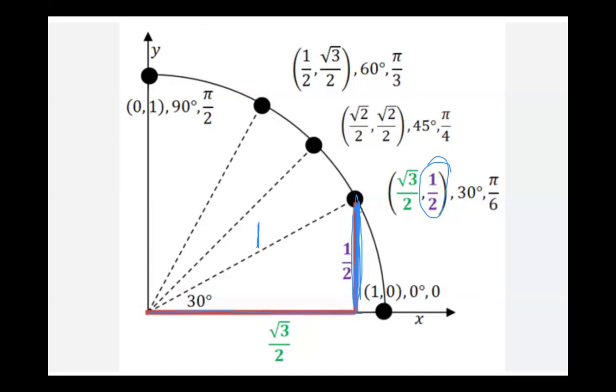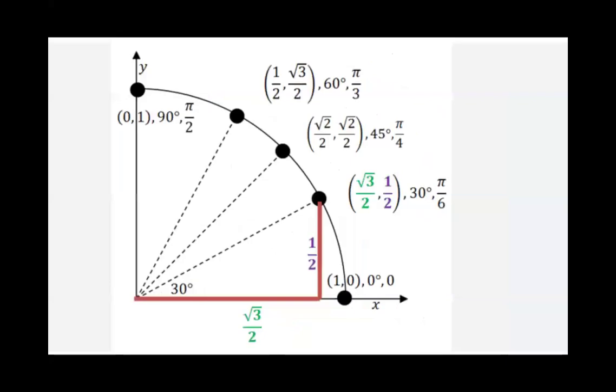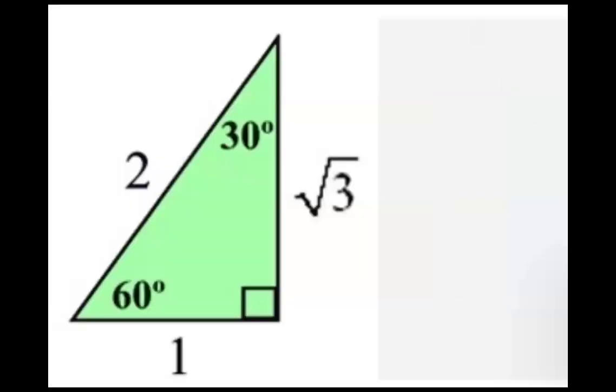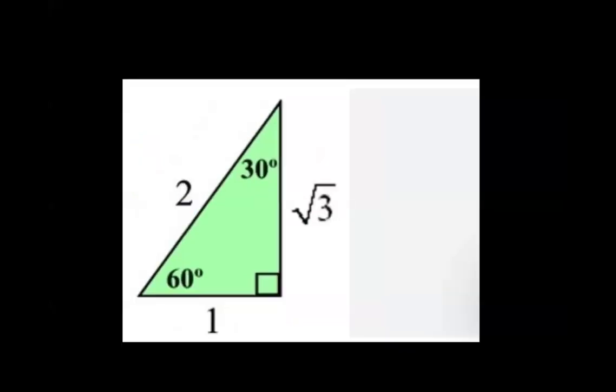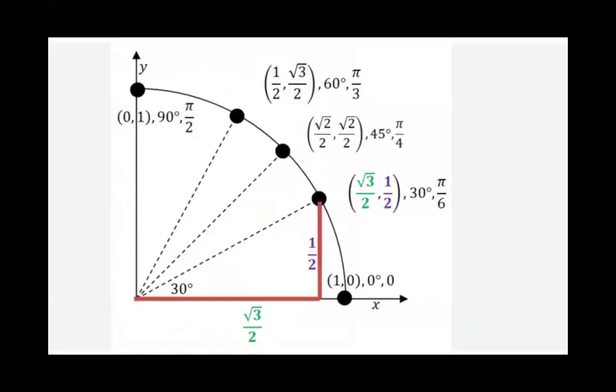When we did that, hang on, let's go back and take a look at that. So when we were looking at the 30, 60, 90 triangle, we were using 2 as our hypotenuse, okay? But instead we're using 1 as our hypotenuse in the unit circle. So we're using 1 in the unit circle.